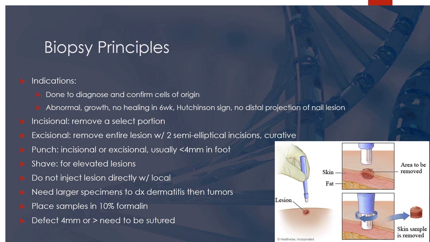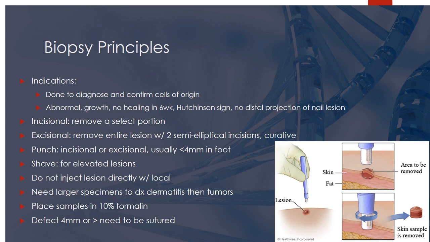If a lesion is above the level of the skin and is pedunculated, sometimes you can use a shave biopsy. Would be the appropriate means for that. When you're creating a block to try to anesthetize the area, you don't want to inject directly into the site and give yourself a good block and good margins beyond that. When you're obtaining a specimen to diagnose, sometimes it's better to have a larger specimen for some inflammatory lesions associated with dermatitis, more so than with tumors.